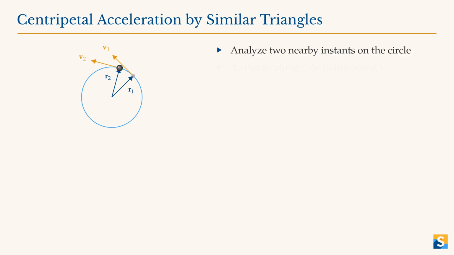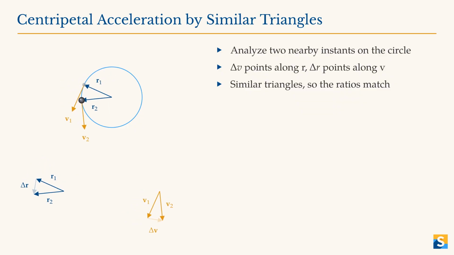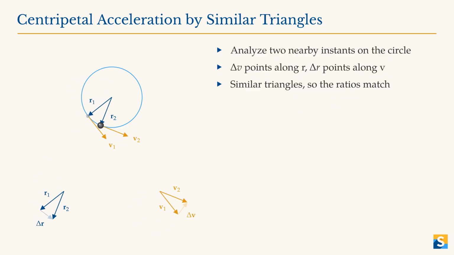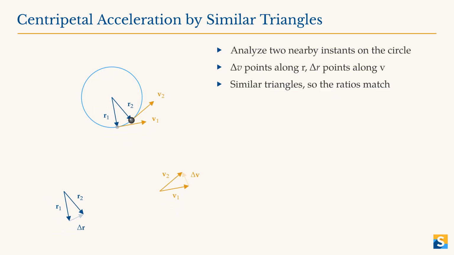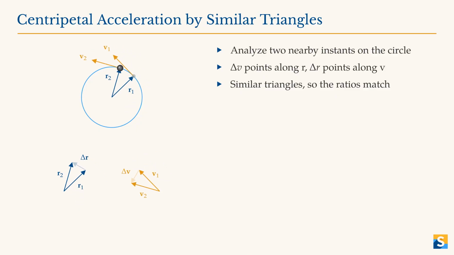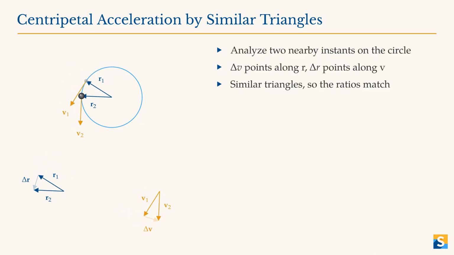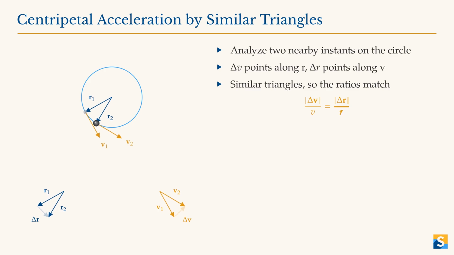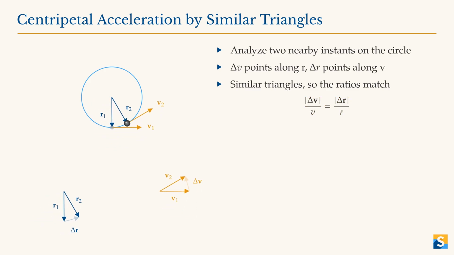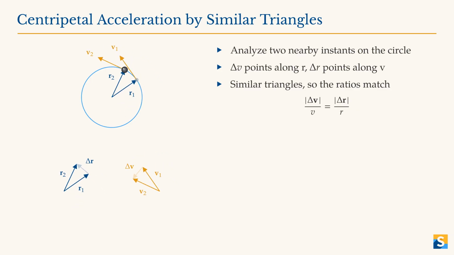Now, build the 2 triangles of change. The positions, R1 and R2, differ by a small step between them. The velocities, v1 and v2, drawn side by side, differ by their own small step. Same apex angle in each. Both isosceles, so the 2 triangles are similar. And similar triangles trade in equal ratios. The velocity step over v matches the position step over r.